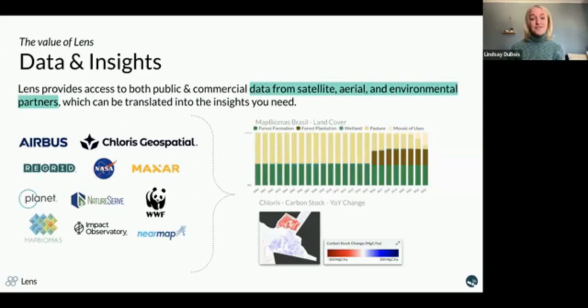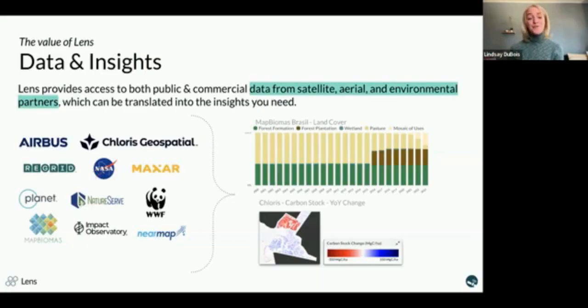We provide access to both public and commercial data sources within the platform from satellite, aerial, and environmental partners. These can then be translated into various insights. You can see a lot of really great examples on the left, with everything from true color imagery to remote sensing carbon data to tax parcel data, land cover data, and quite a bit more.